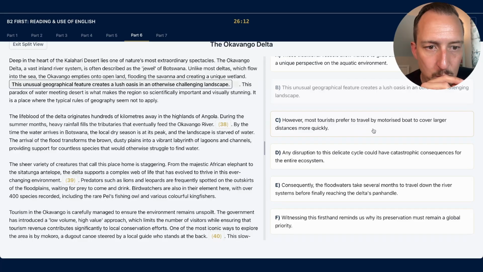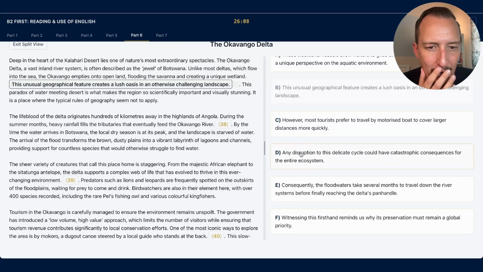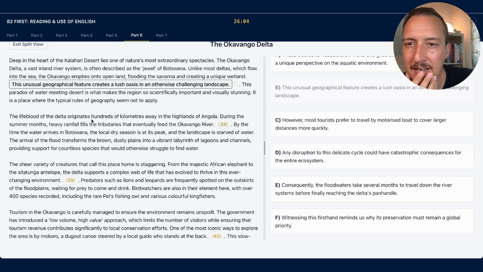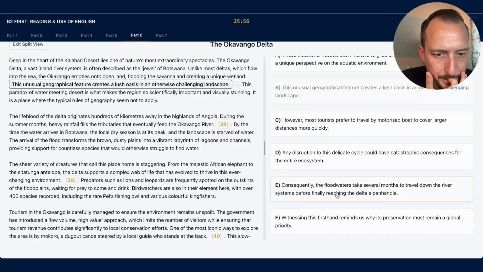However, most tourists prefer to travel. Again, that's talking about transport. We don't worry about that. Any disruption to the delicate balance can have catastrophic consequences for the ecosystem. It's talking more about the structure and the feature. It's not talking about the ecosystem or anything.